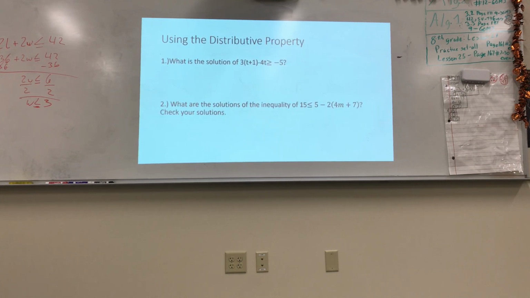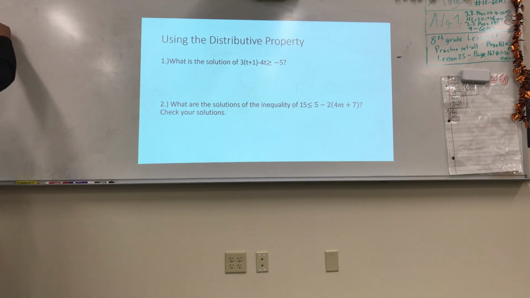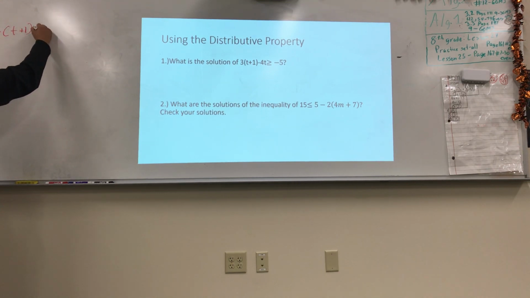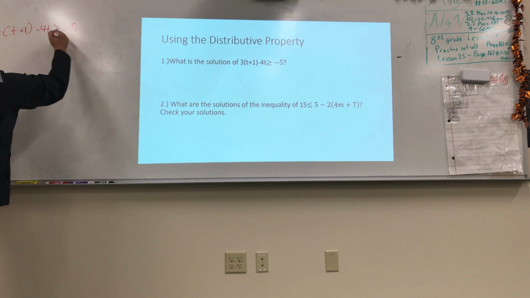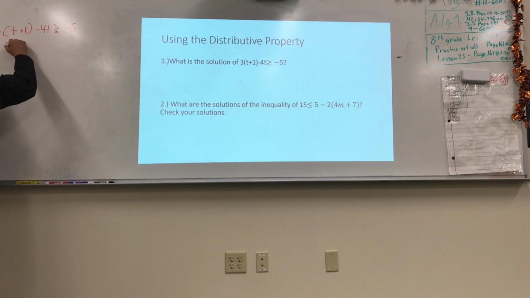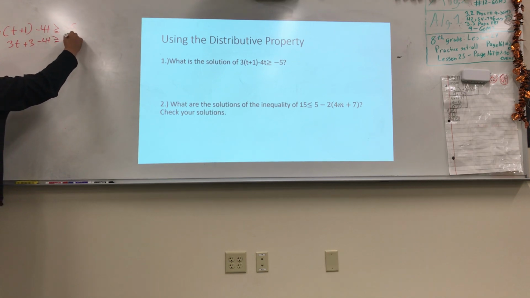Now, using the distributive property here, we have to make this work. Well, you have 3, parenthesis t plus 1, minus 4t is greater than or equal to negative 5. I'm going to distribute first. We're going to get 3t plus 3 minus 4t is greater than or equal to negative 5.